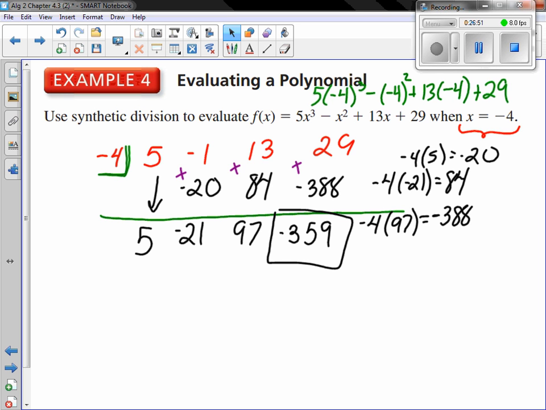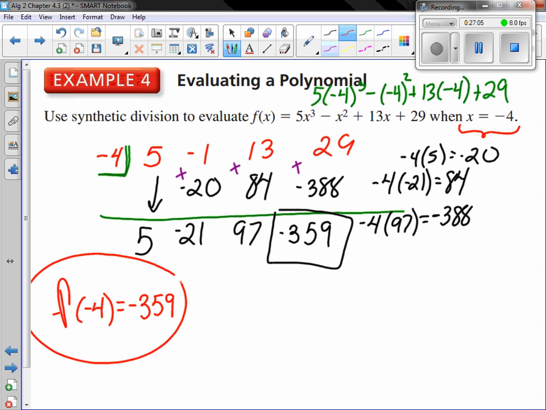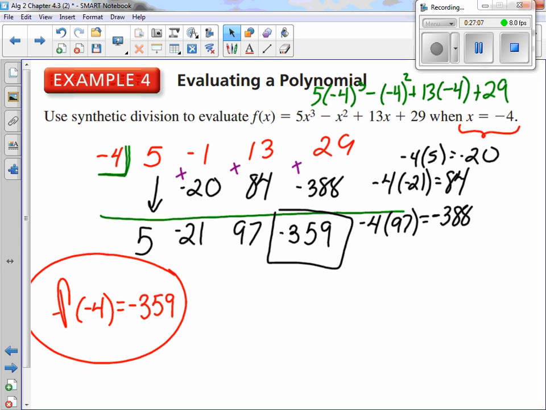Because if we were doing long division, that would be the remainder. But we use synthetic division to evaluate this. What it's telling me also is that f of negative 4 is equal to negative 359. So if you actually type this into the calculator, you would get negative 359. That was what it would give you. It works out to be the exact same.